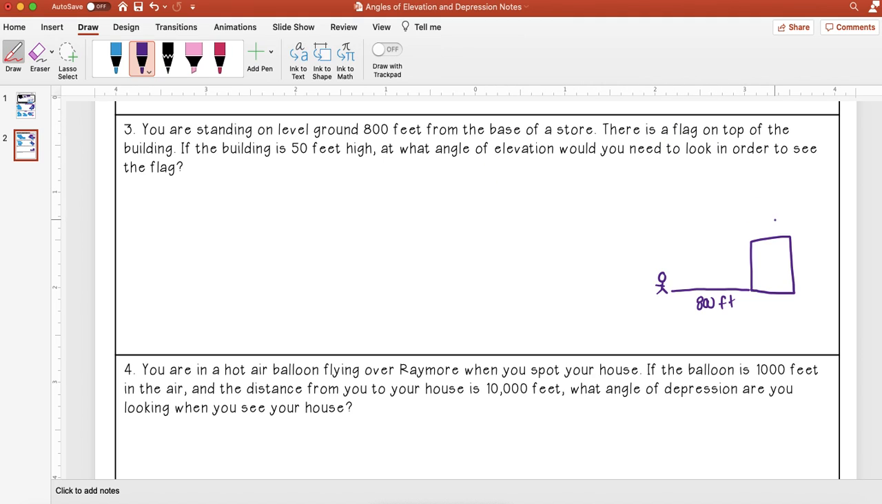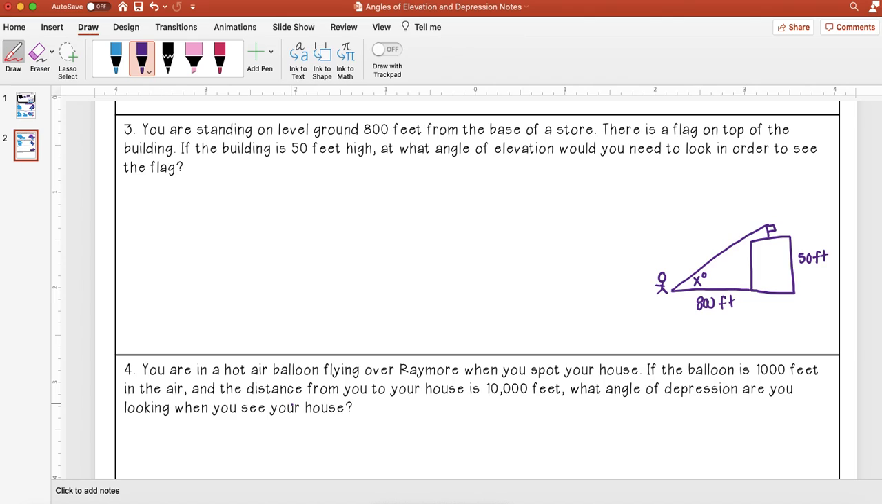There is a flag on top of the building. If the building is 50 feet high, so this is 50 feet, at what angle of elevation will you need to look in order to see the flag? So looking up. I want to know what angle I need to look up at. And so angle of elevation, again, that's from below and you're looking up at something. And so that's going to be this angle right here.